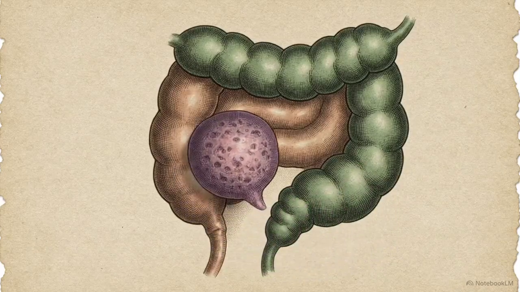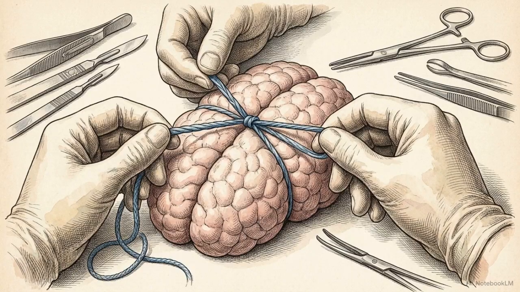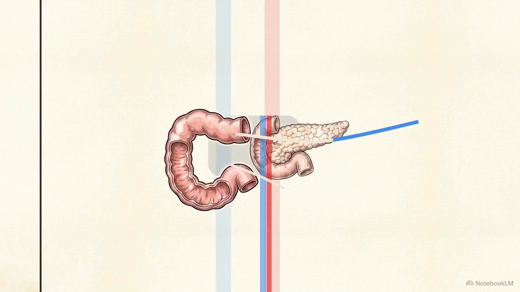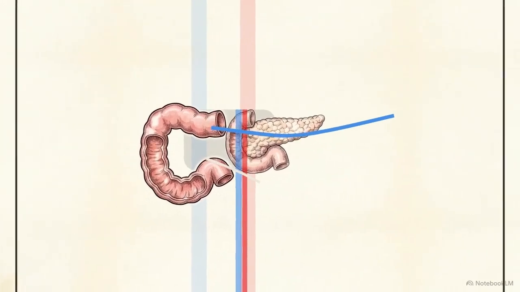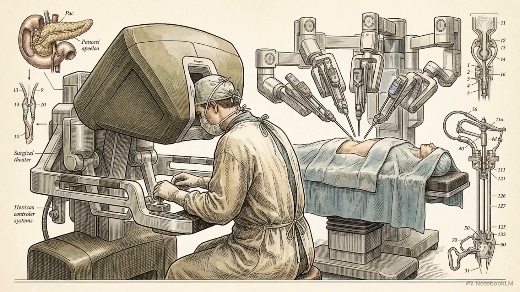From the rotational migration in the 5th week of gestation to the final suturing of a complex anastomosis, the location and structure of the gland determine the outcome. Whether a surgeon is identifying the bottleneck of pancreas divisum, placing a drain into walled-off necrosis, or executing a PPPD, clinical success relies entirely on precise anatomical targeting.